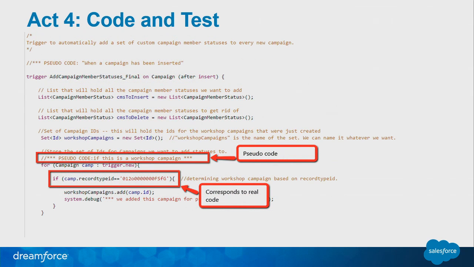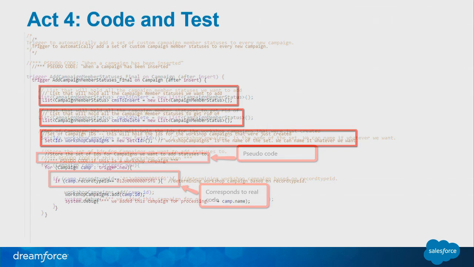Next is checking to see if it's a workshop campaign. Here's where we're doing that. Okay, I can see that. It looks like you're checking the record type ID to see if it's a workshop campaign. I guess that makes sense. So what are all those lists and sets for towards the top of the code?